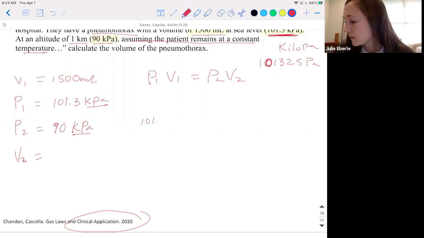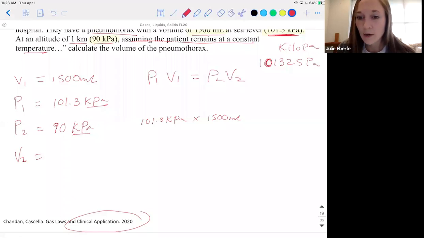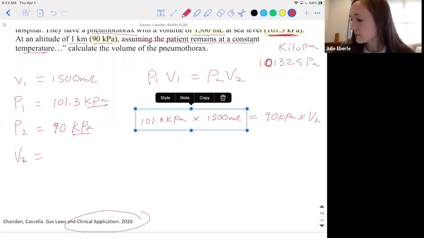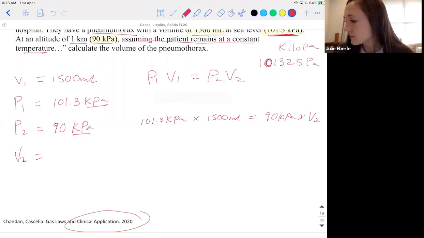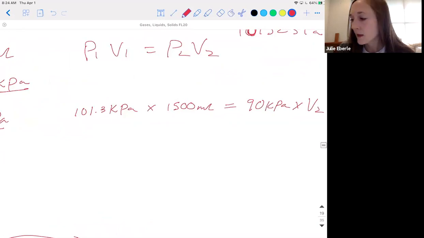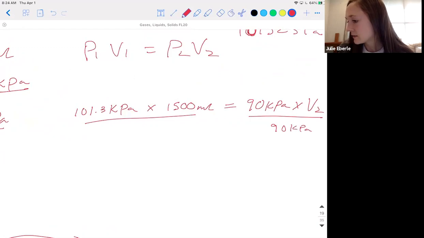So we're going to do 101.3 kPa times 1,500 milliliters. Again, if you're given milliliters and liters, make sure units match. We're looking for the second volume, so we're going to calculate it with units of milliliters. That's going to be equal to 90 kPa times V2. That's what this looks like. So we're going to solve for V2. So how do we solve for this? We've got to isolate V2. So I need to divide both sides by 90 kilopascals.